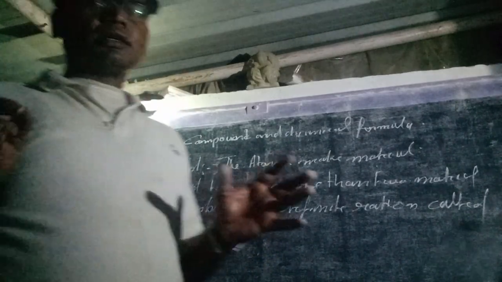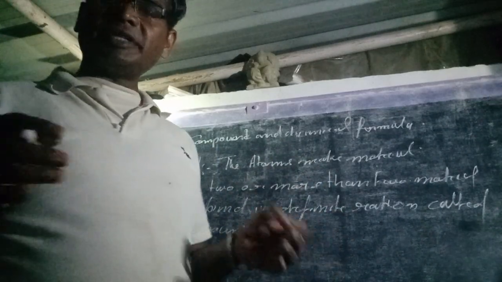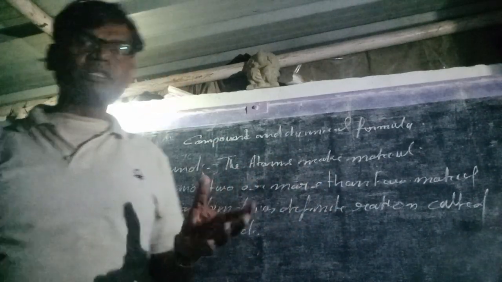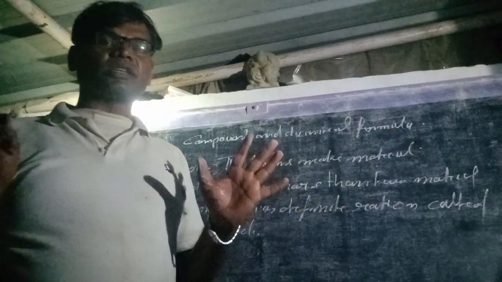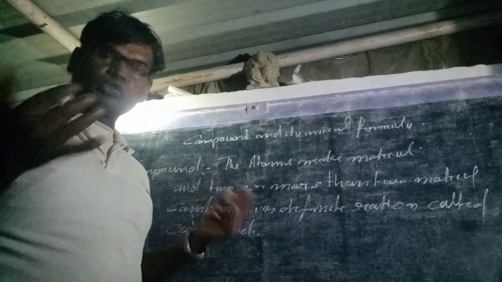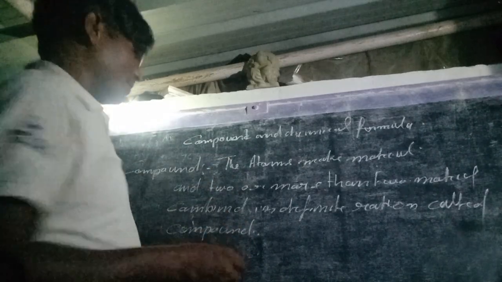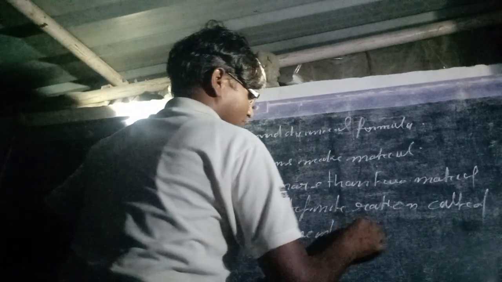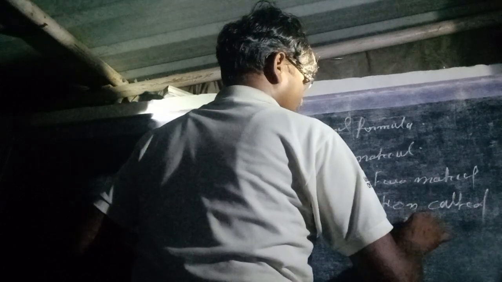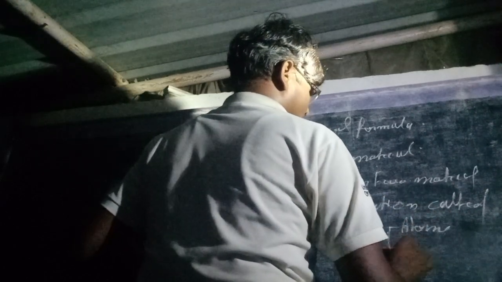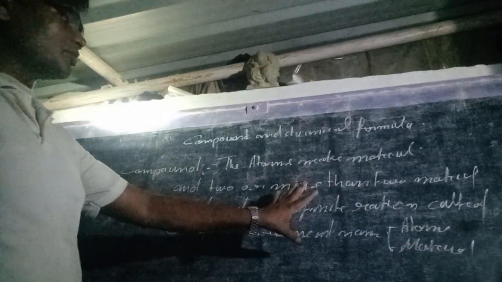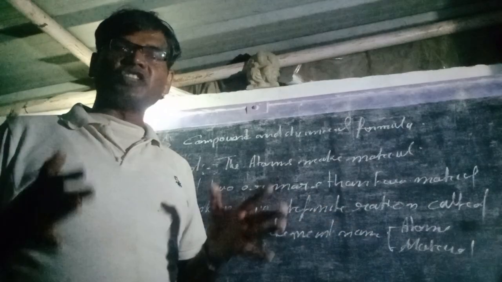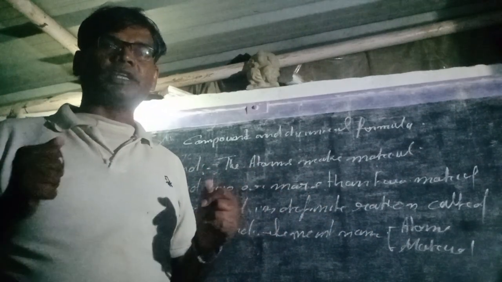Compound in a definite ratio means that, suppose, I will give you an example. With the help of the example we will try to understand what a compound is. Suppose we take any compound and we don't know the name. Suppose I have taken the element names, either in the form of atoms or molecules. Here are two elements in the form of atoms and molecules.